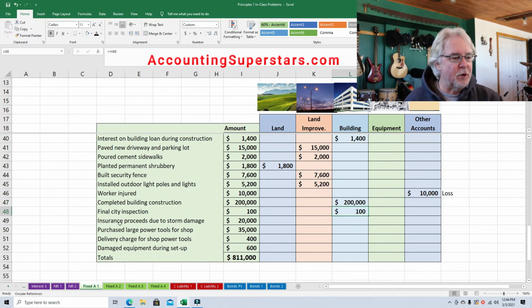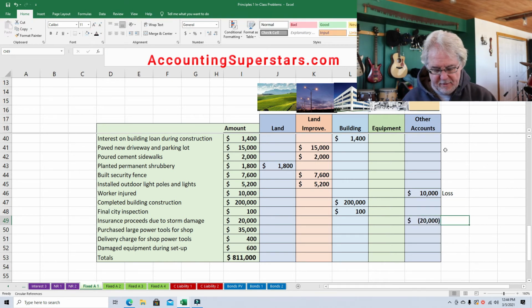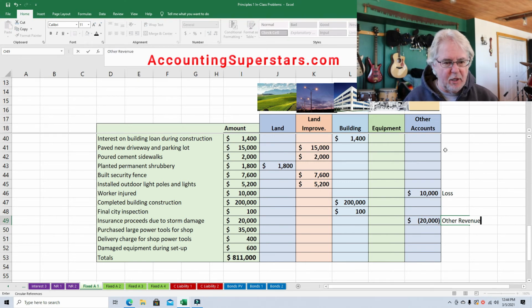Now, insurance proceeds due to storm damage. So that relates to the hurricane, wherever it was. So what we'll do is that's money coming in. And what we'll do is we'll put it right over here. And we'll put it like maybe other revenue. How's that for right now? Other revenue or other receipts.